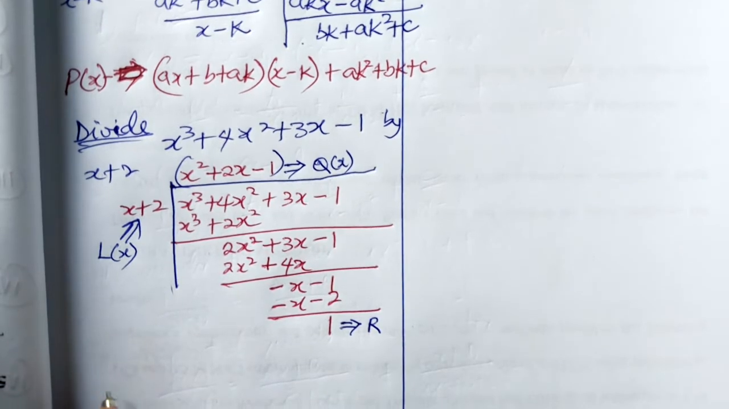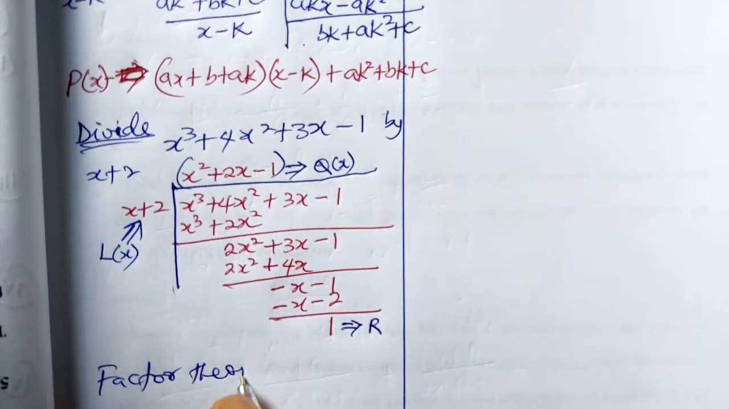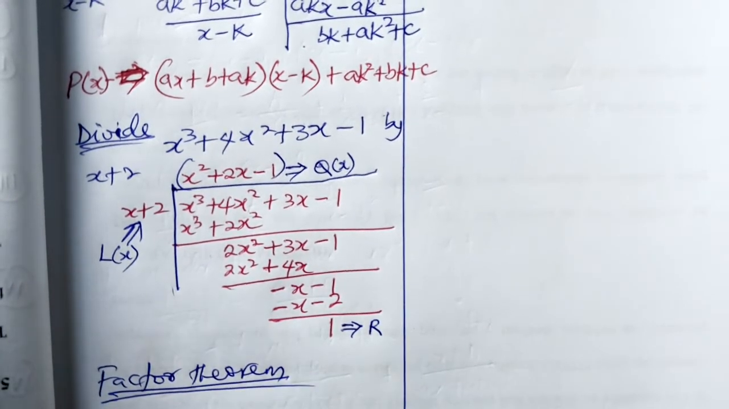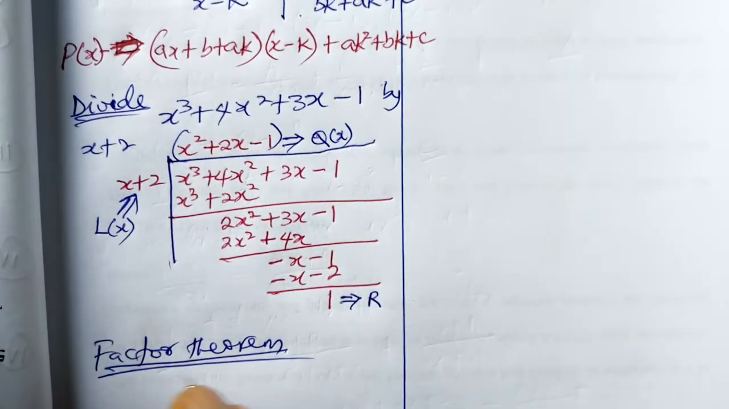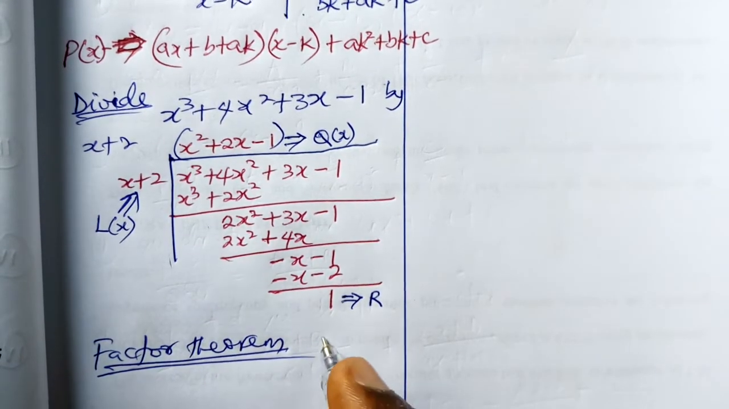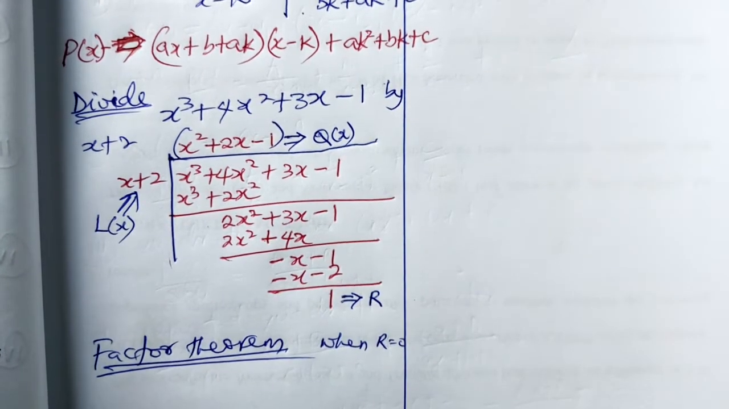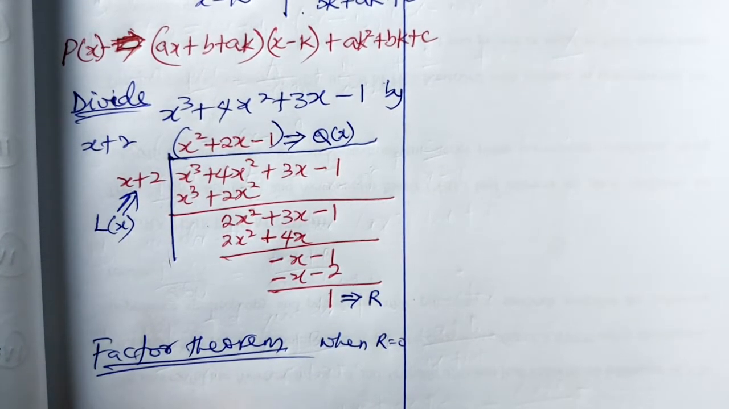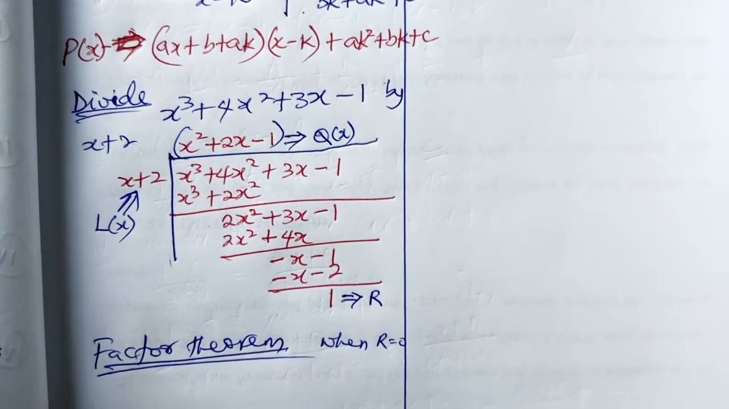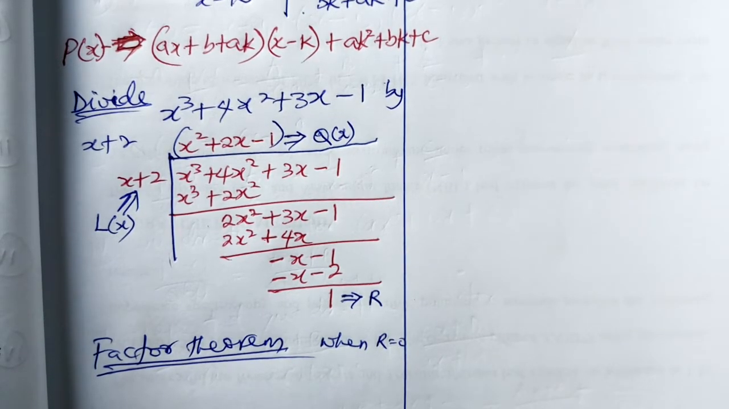So the factor theorem is just a special case of the remainder theorem when r is 0, when r is equal to 0. So we can even use it to connect the factors with the roots of the polynomial. So the remainder theorem connects the factors with the zeros of the polynomial.